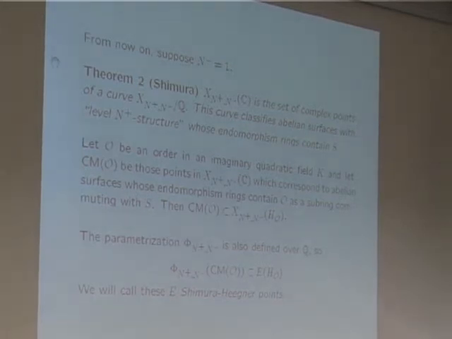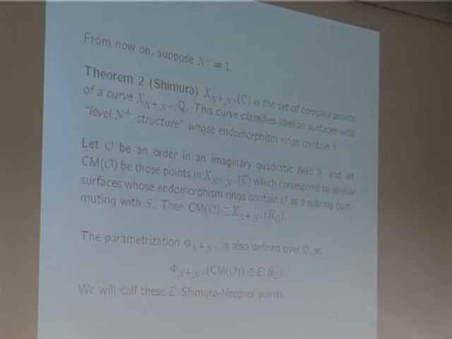And moreover, this is a moduli space. This curve classifies abelian surfaces, in quotes, with level N structure. I put that in quotes because I'm not going to bother making that precise, whose endomorphism rings contain this order S. Now, there's also a CM theory for these Shimura curves. So if we let O be an order in an imaginary quadratic field, and we let CM(O) be those points on this Shimura curve which correspond to abelian surfaces whose endomorphism ring contains O as a subring commuting with S. So you have O tensored with S injecting into the endomorphism ring of this abelian surface.